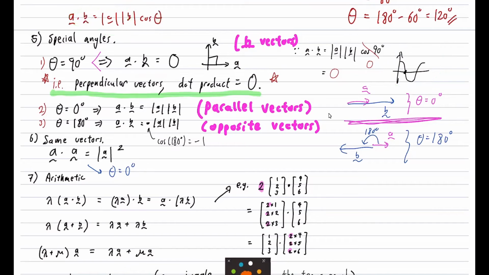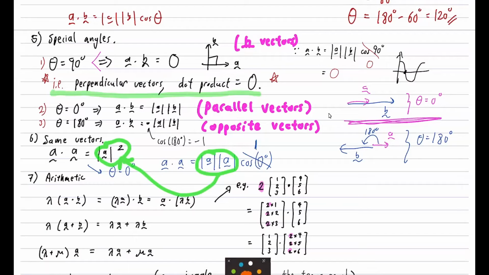So let's sub into the formula. A dot A is modulus A times modulus A, not B, times cosine of 0 degrees. Cosine 0 degrees is 1, right? 1 times anything, you can just throw away the 1. Modulus A times modulus A, that's what you get over here: modulus A squared.